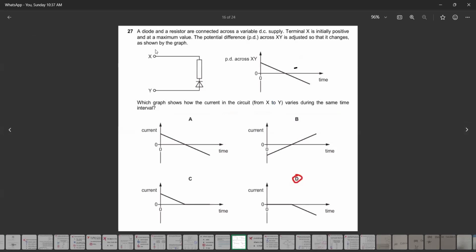So next we have a diode and a resistor connected across a DC supply. The terminal X is initially positive and it has a maximum value. The potential between X and Y is adjusted so that it changes. As you can see, first X is positive, then X will become opposite, like X will become negative, as you can see on the negative axis of the graph. So first when X is positive, will the diode conduct? Will any charges flow through the diode? Yes or no?